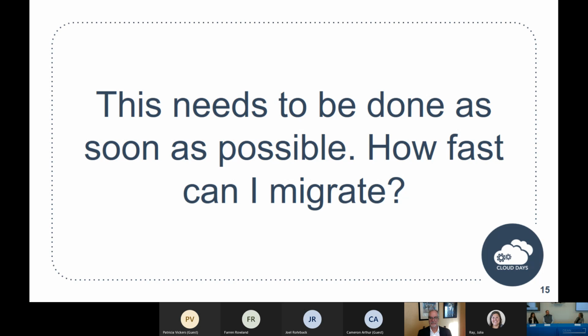But in reality, it does depend. Email migrations can actually be done pretty quickly for just a strict email migration because the tools are out there.